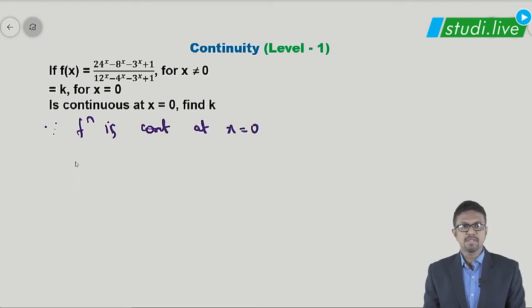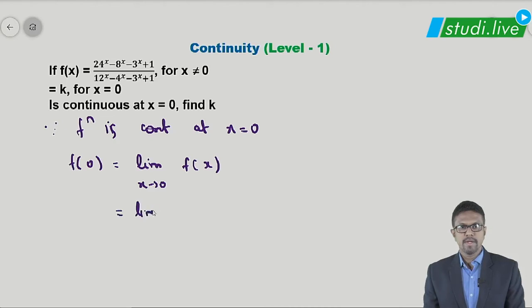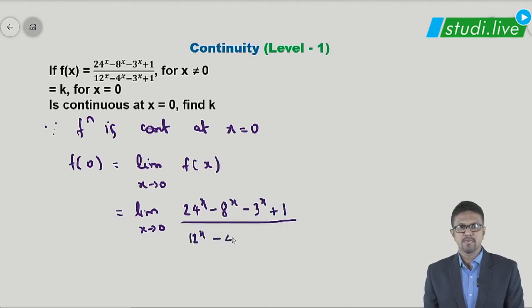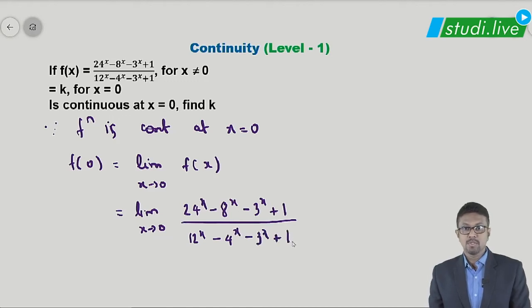Okay. So since the function is continuous at x equal to 0, the function value will be equal to the limit value. So the function value is equal to the limit value. So limit x tends to 0, this will be 24 raised to x minus 8 raised to x minus 3 raised to x plus 1 upon 12 raised to x minus 4 raised to x minus 3 raised to x plus 1. So these are the values that we are getting.